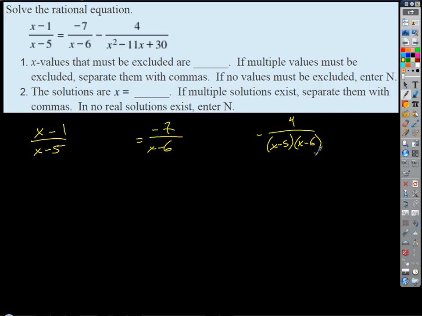x minus 6, okay? So what's the LCD, Caitlin, what's the LCD of the factors x minus 5, x minus 6, and the product of x minus 5 and x minus 6? What do you think? What's the smallest product I can build so that I'm going to include that factor and those factors? There it is, x minus 5 times x minus 6, right?